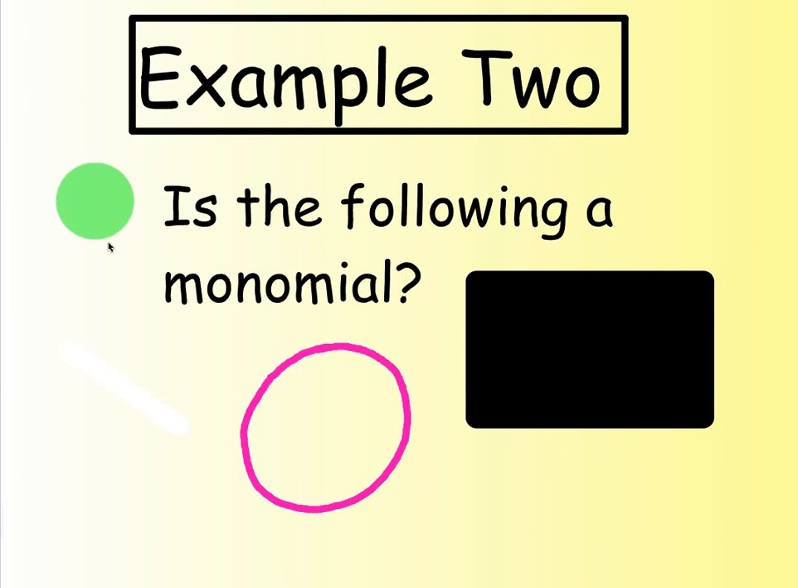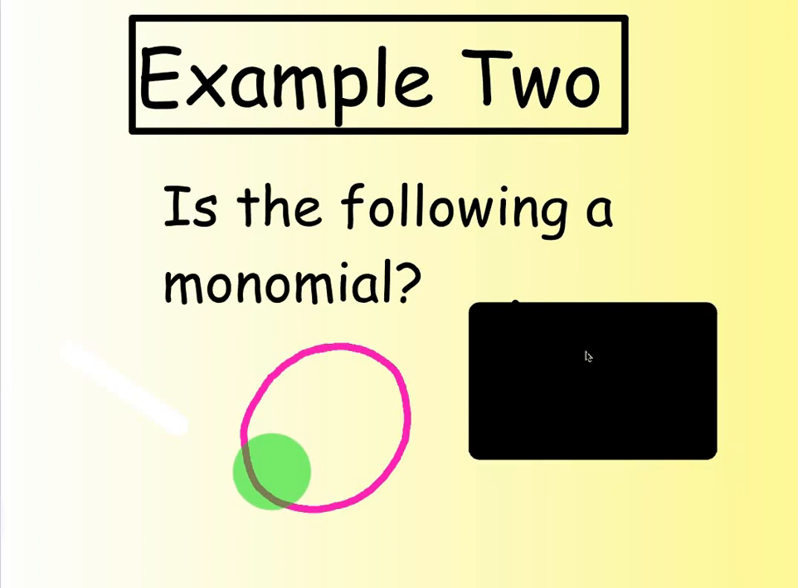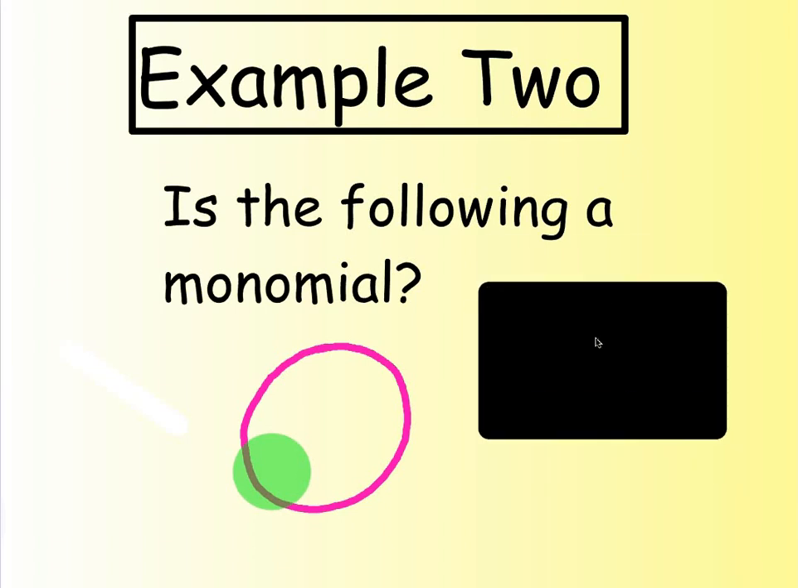Next example, is 0 a monomial? Well, you might think yes, you might think no. Let's see. Well, it's a constant number, right? And we said a monomial can be a constant number. So the answer is yes, it is indeed a monomial.